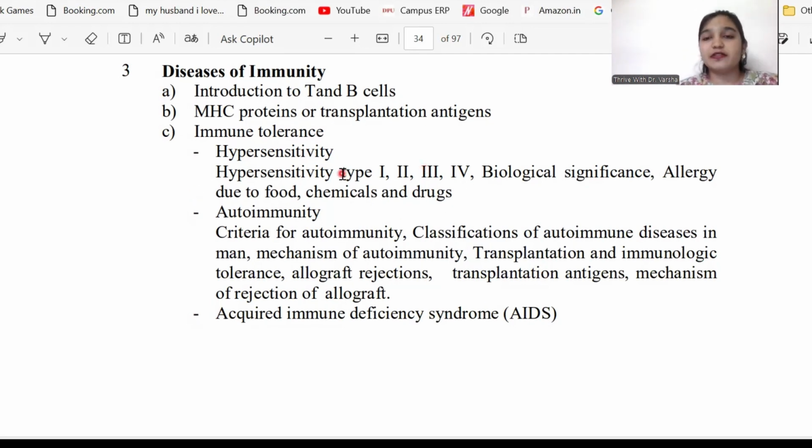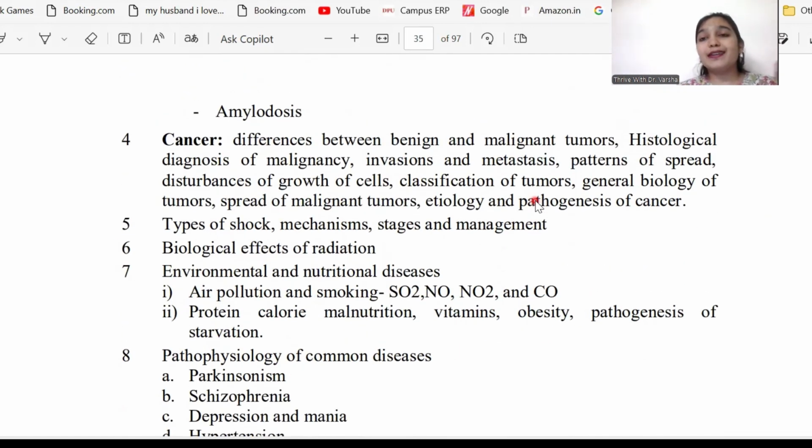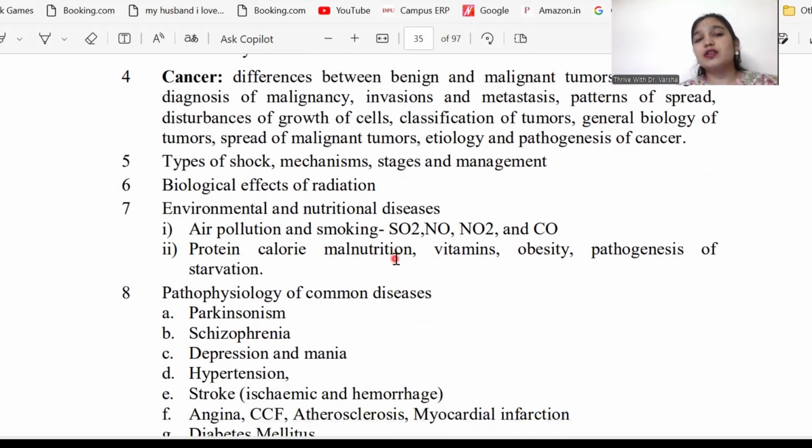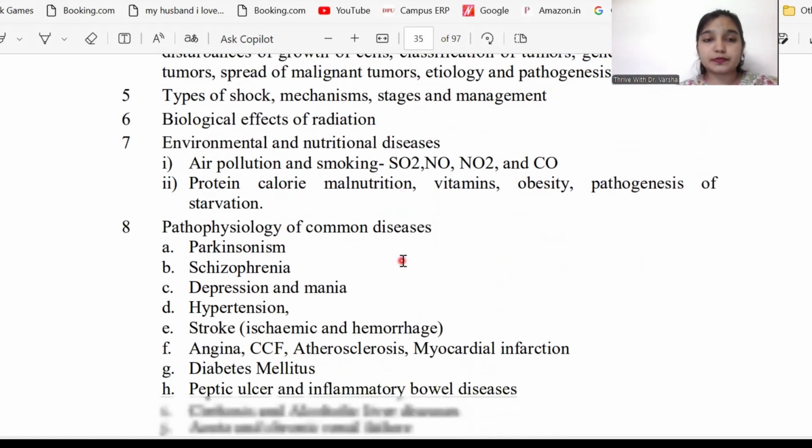Definitions of hypersensitivity and its types, and then the cancer chapter. This cancer chapter has a weightage of 10 marks. Types of shock, the fifth chapter, has a weightage of 5 marks. You will get this for 5 marks for sure. And this is a must question, the biological effects of radiation. You will get questions for 2 marks from this chapter, as well as from the seventh chapter you can expect to get questions for 2 marks.